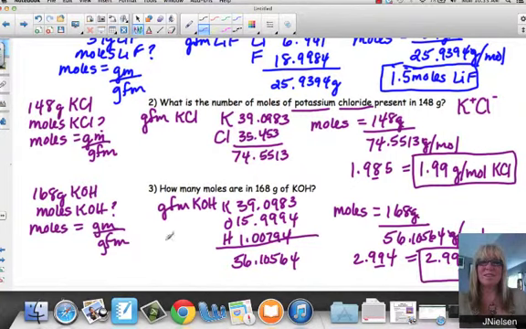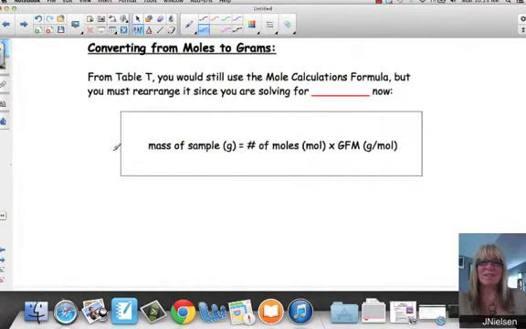Okay, so in all of these problems we have calculated moles. We went from given mass to moles. Now we're going to reverse that and go from moles to given mass. So when we convert from moles to grams, you would still use the mole calculation formula, but now you have to rearrange it.